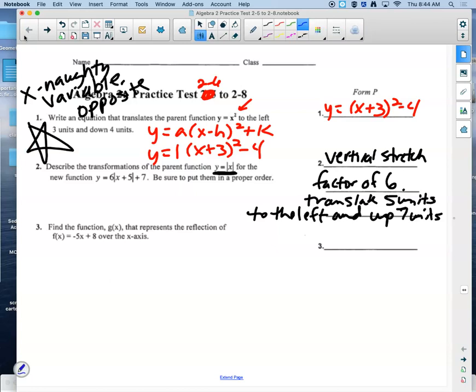Find the function g of x that represents the reflection of f of x equals negative 5x plus 8 over the x-axis. Oh, goodness. Okay. Somebody tell me what on earth we're supposed to do. Reflections were 5 days ago, Cedar Home. I'm not sure I remember. Jesse?